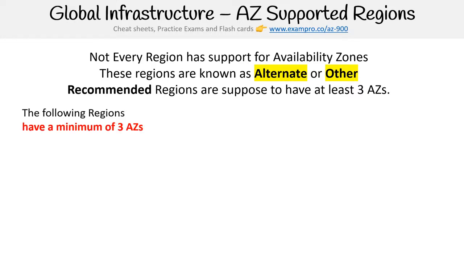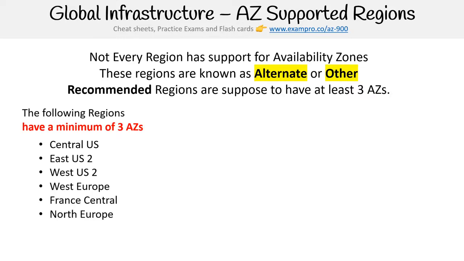So which regions actually have 3 AZs? That is Central US, East US 2, West US 2, West Europe, France Central, Northern Europe, Southeast Asia. So that is where you generally want to run your workloads.